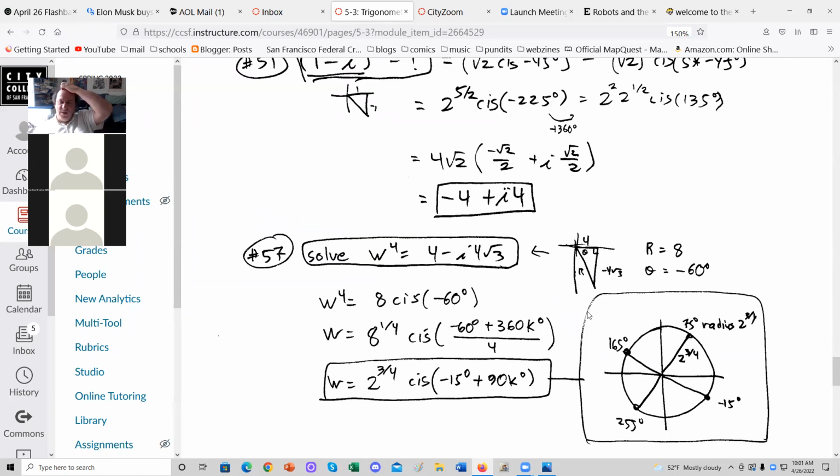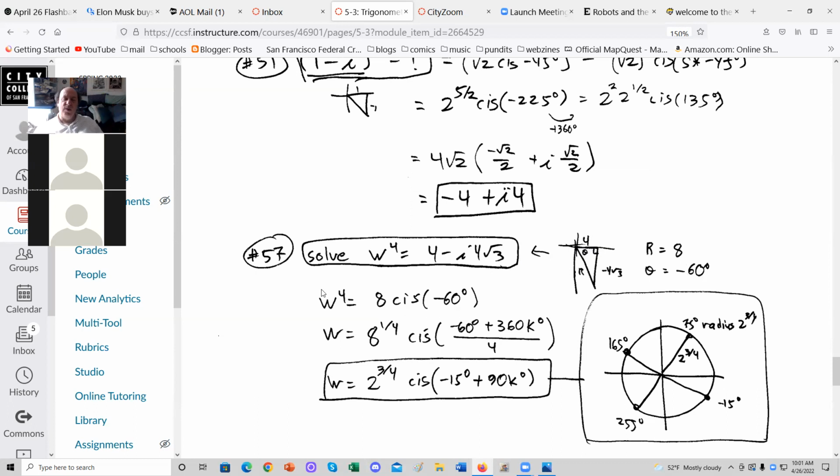Now, we're going to be solving a root. Find the fourth root of 4 minus i 4 root 3. So you want to solve w to the fourth is 4 minus i 4 root 3. Now going over 4 and down 4 root 3 gives you, by Pythagoras, a radius of 8. And this is a 30, 60, 90 triangle. So this clockwise angle is negative 60 degrees. So w to the fourth equals 8 cis negative 60 degrees.